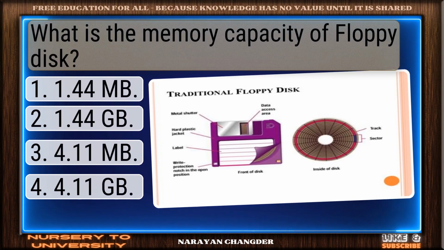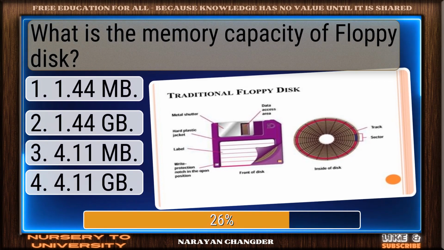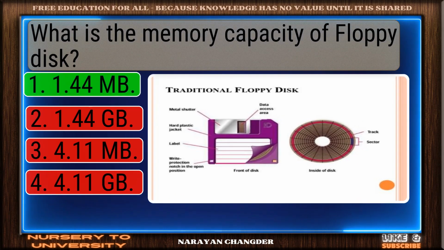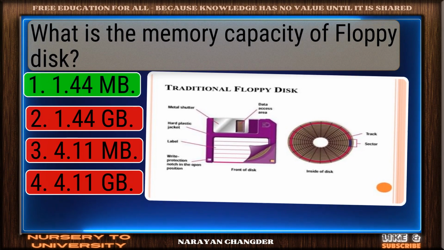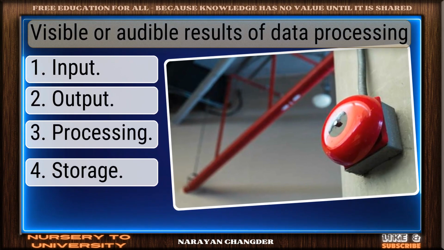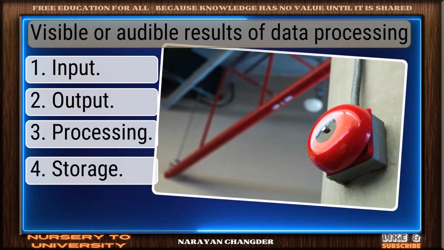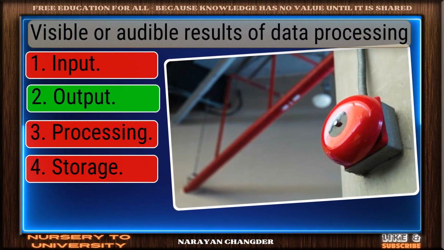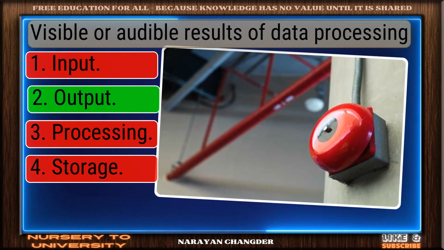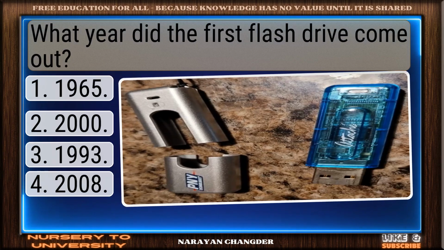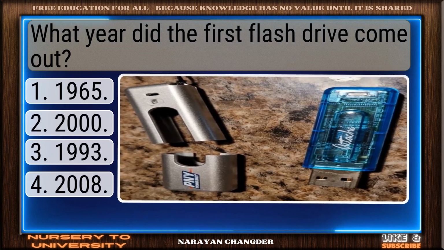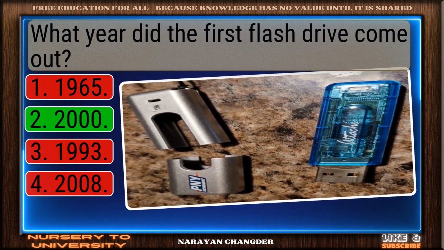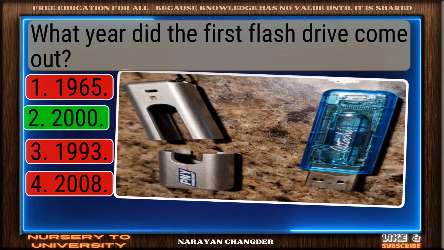What is the memory capacity of a floppy disk? Excellent choice. 1.44 MB is the right answer. Visible or audible results of data processing. Correct response. Output is the most accurate answer. What year did the first flash drive come out? Nicely done. 2000 is a solid answer.